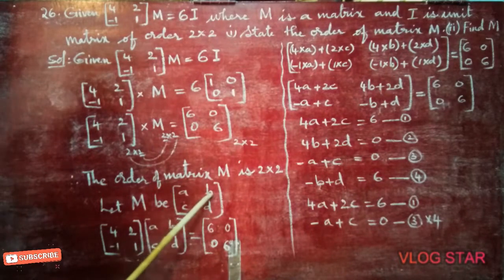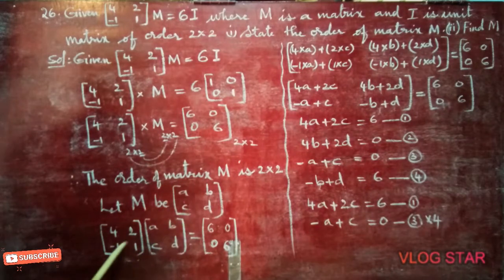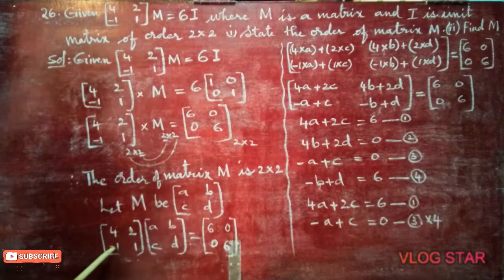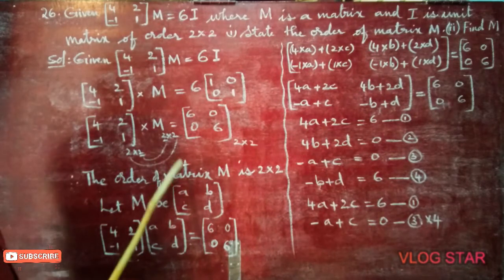Let M be the matrix a, b, c, d. Now we are multiplying. 4, 2, minus 1, 1, this matrix into a, b, c, d, this matrix. How to multiply? First the order should be, just now we proved here.